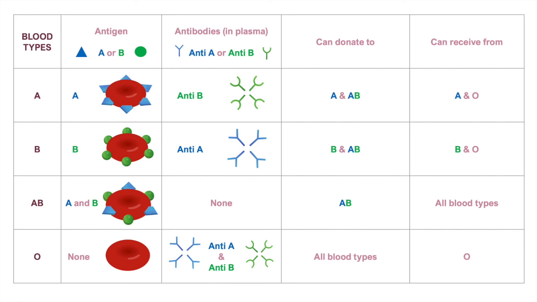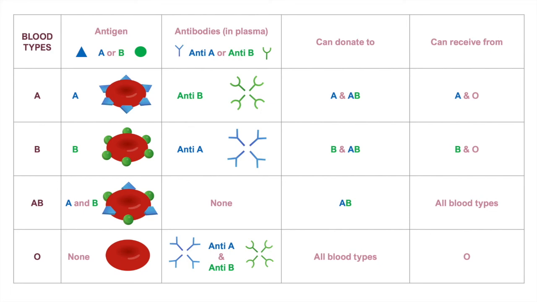Now, something interesting happens when we look at the blood types AB and O, because someone with blood type AB can receive all blood types. And that is because they don't have any antibodies. So it doesn't matter whether they get a red blood cell that only has antigens A or whether they get a red blood cell that has both types of antigens. They have nothing to attack the antigens on the red blood cells, so they can receive all the blood types.